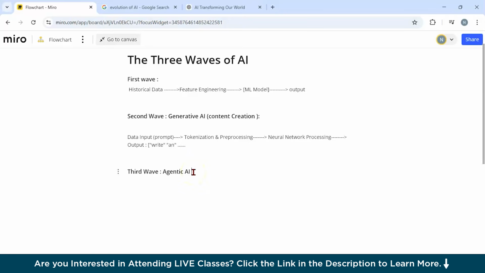Now, if I talk about our third wave, it is basically agentic AI, or the autonomous AI agent. Now, what is this, guys? Agentic AI actually goes beyond text generation. It integrates decision making, action execution, and autonomous learning. These AI systems don't just respond to prompts, but they also independently plan, execute, and optimize processes. So you could understand it something like this.